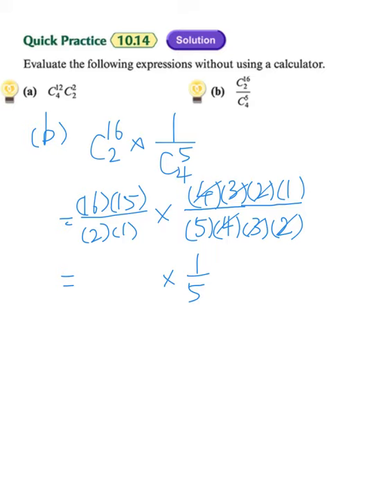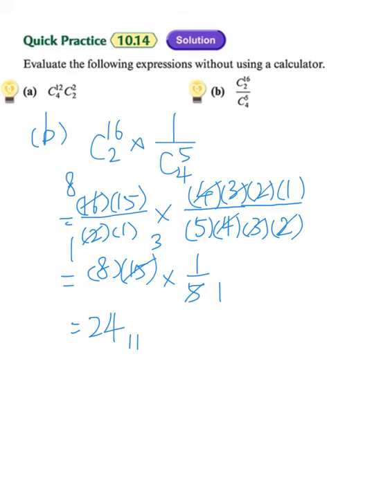And then 16 and 2 can be simplified. And then it remains 8 and 15. So 15 and 5 can be simplified. So the final answer is 24.